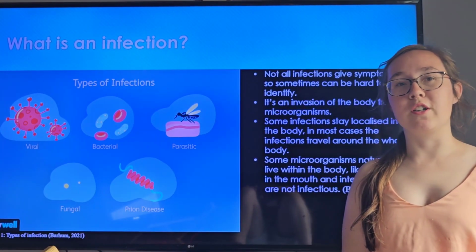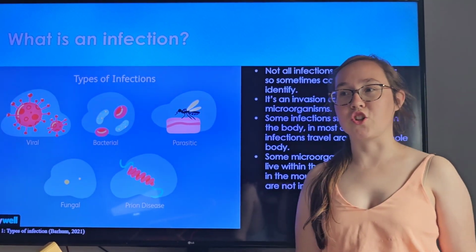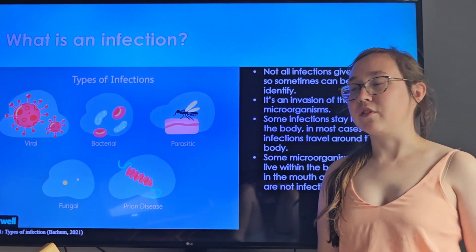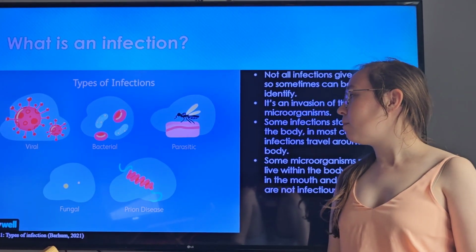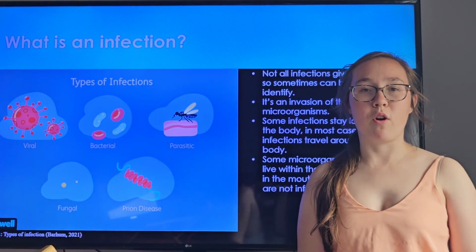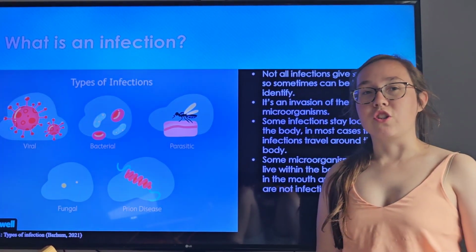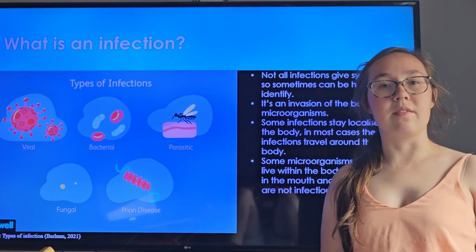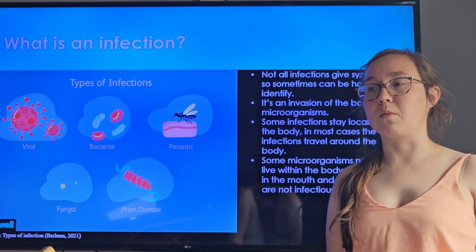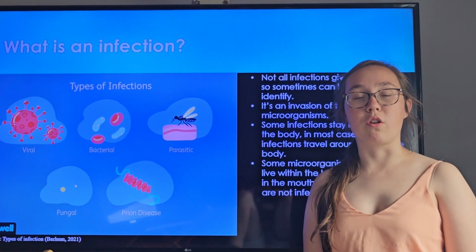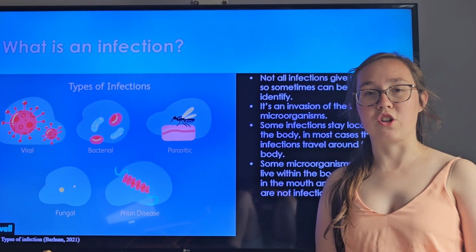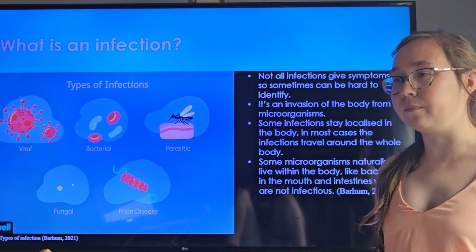So before we get into the PowerPoint, you need to know what an infection is. An infection comes in different types: viral, bacterial, parasitic, fungal, and sometimes prion disease. Not all infections give symptoms, which means they can be very hard to identify. There are also microorganisms that live in the body that are not infectious, like the bacteria in our mouth.